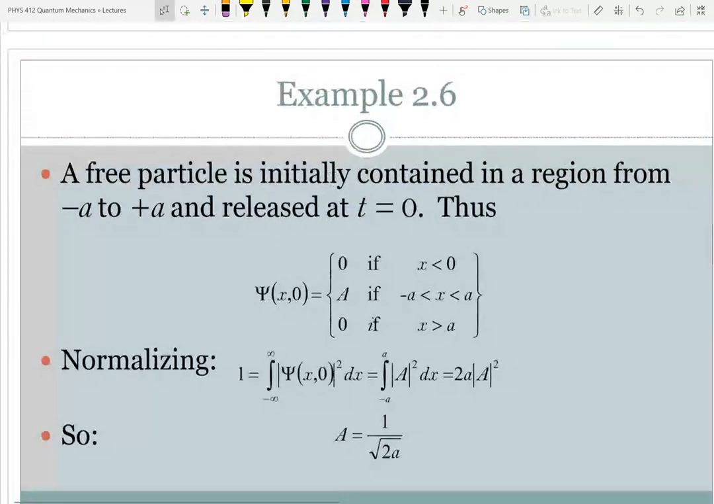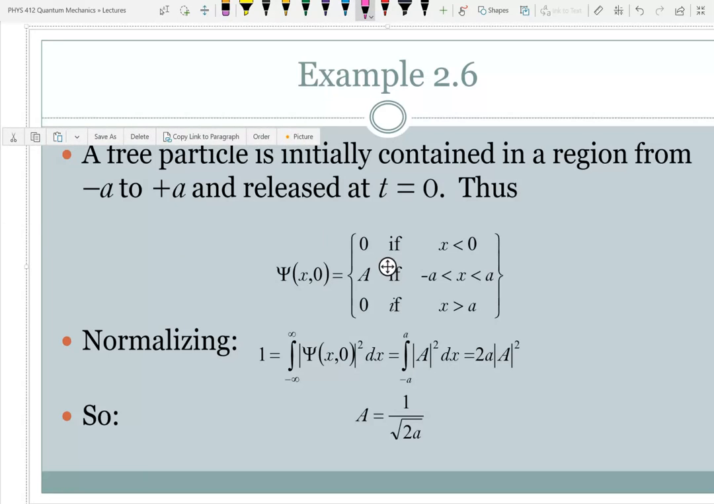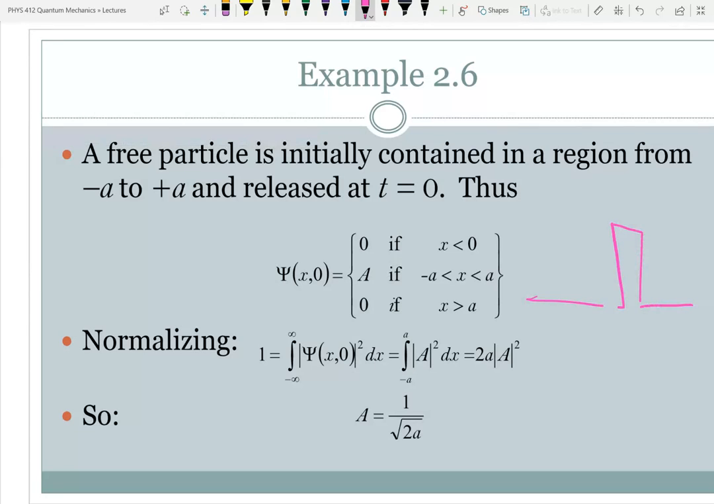So here's our textbook example, example 2.6. We have a free particle that's constrained to be in a region from minus a to a. So that means we have our wave function that's supposed to be a nice square box, okay? It looks not like that. So we have a minus a. So the box has a width of 2a, obviously.